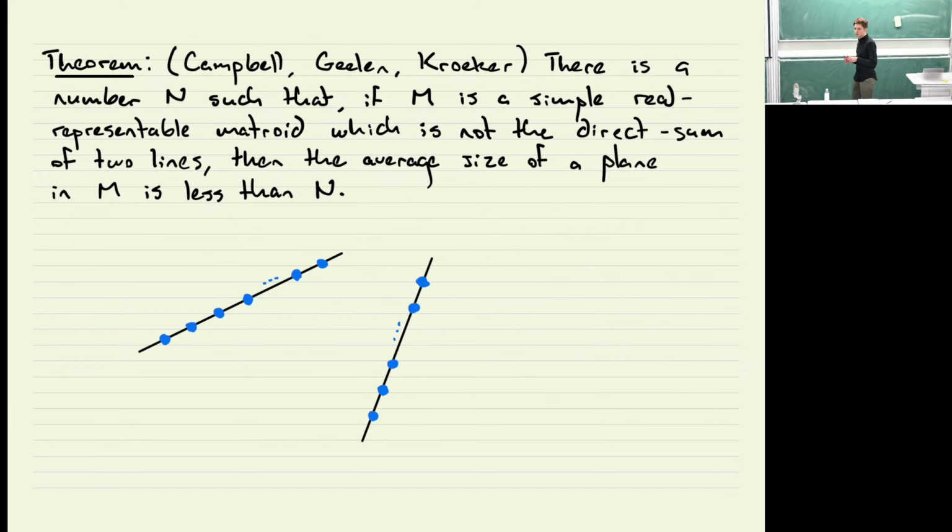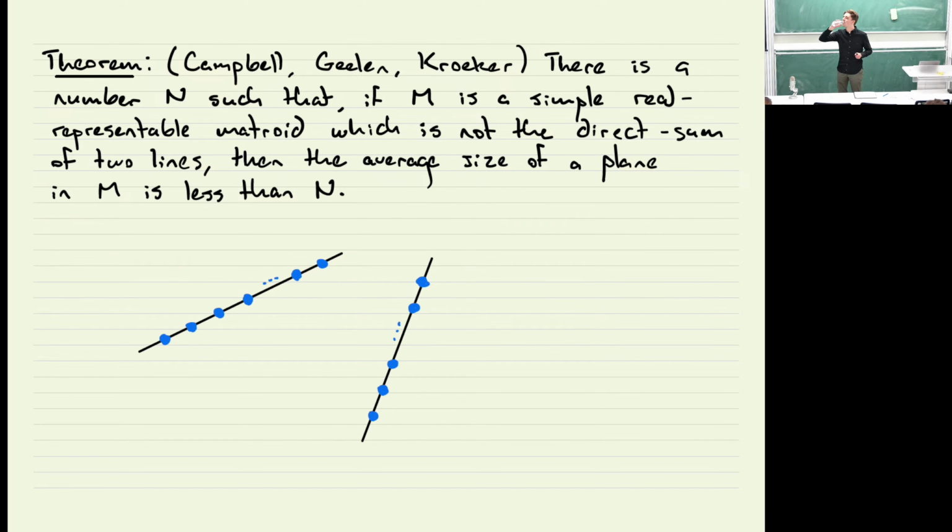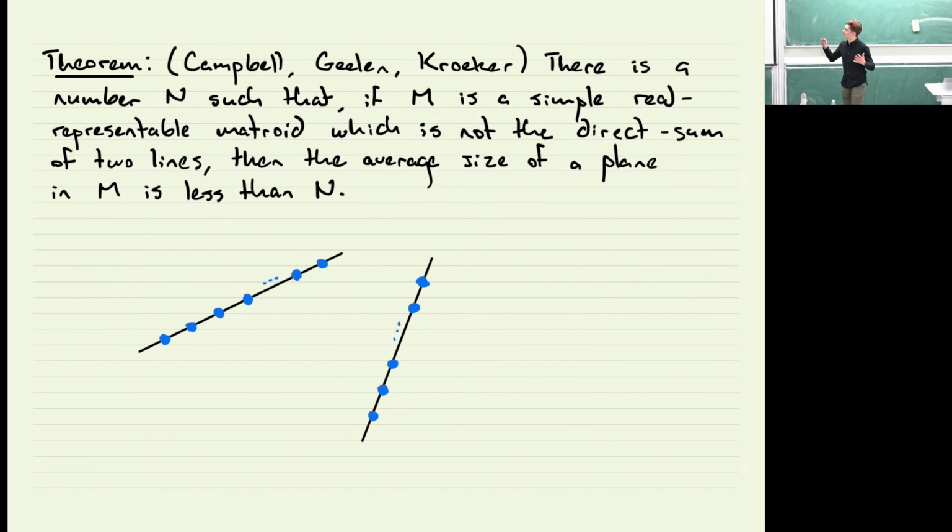To clarify, a rank 4 real representable matroid means a matroid where you can represent all the elements as vectors over the reals? I'll explain that in a second. Sorry, Linda was just clarifying what I mean by rank 4 real representable matroid, and that is a perfectly good question to ask.